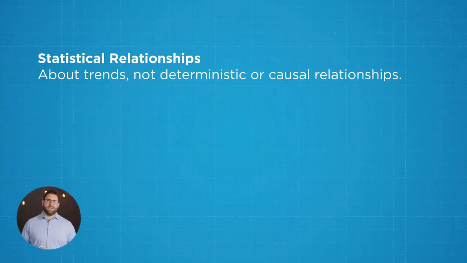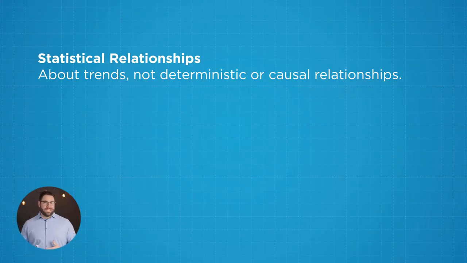All right, so we're going to move on to talk about the different kinds of statistical relationships here. When we're talking about a statistical relationship, what I want you to think about is that it should be thought of as a trend. So it's not necessarily deterministic or showing that it's a causal relationship. Really, that's not what we're talking about with statistical relationships.